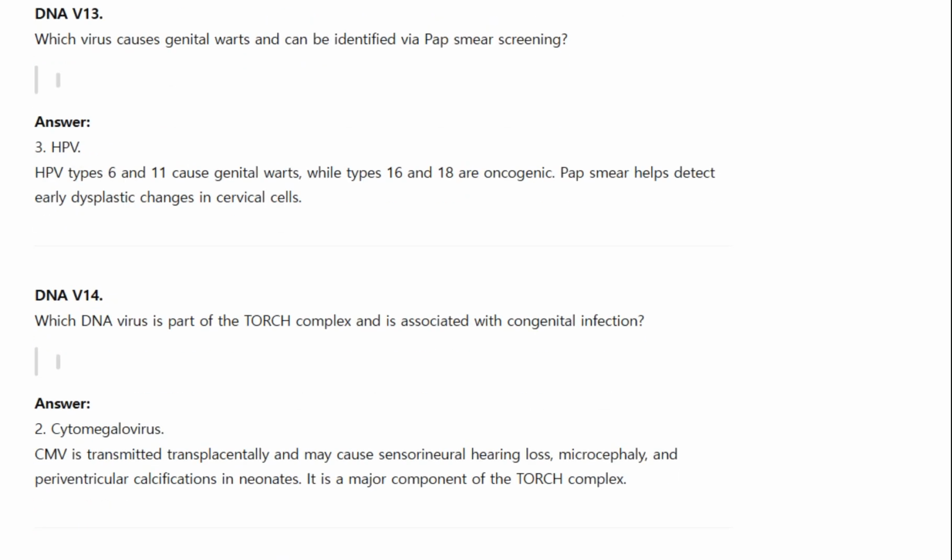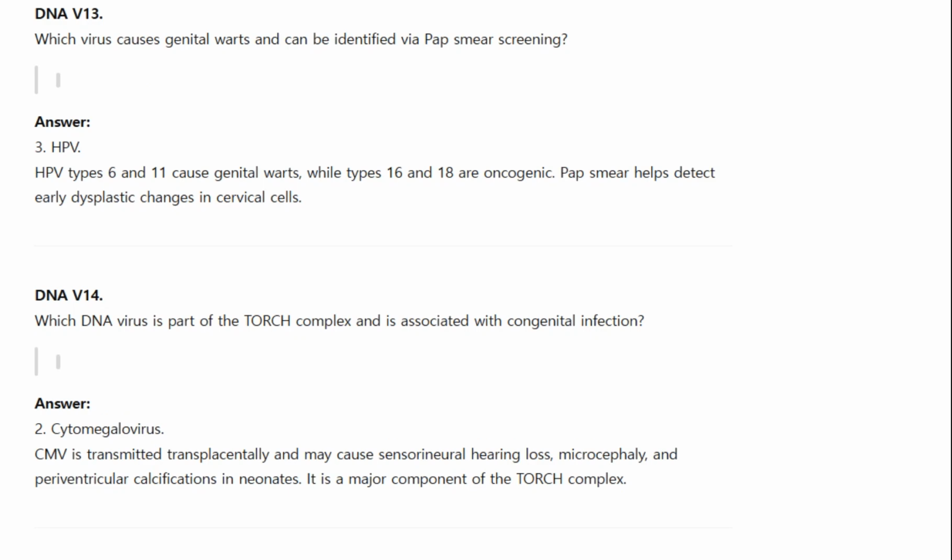DNA V13. Which virus causes genital warts and can be identified via Pap smear screening? Answer: HPV. HPV types 6 and 11 cause genital warts, while types 16 and 18 are oncogenic. Pap smear helps detect early dysplastic changes in cervical cells.